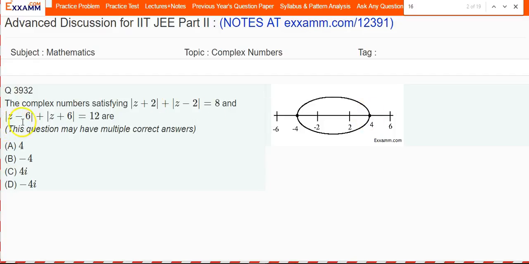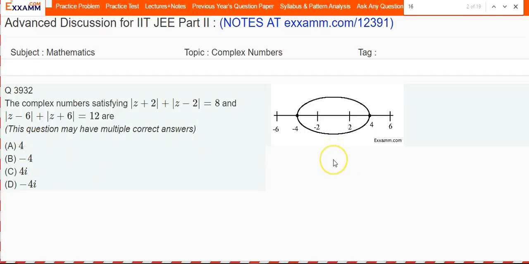Now the second equation is given as modulus of z minus 6 plus modulus of z plus 6 is equal to 12. Now here what is the value of modulus of z1 minus z2? It is 6 minus minus 6, that is modulus of 12, that is 12, which is equal to 12. So this would represent a straight line, a straight line segment between minus 6 and 6, as we had explained in the theory. So between minus 6 and 6, this line would meet the ellipse at the vertices, that is minus 4 and 4. So the correct answers are 4 and minus 4.